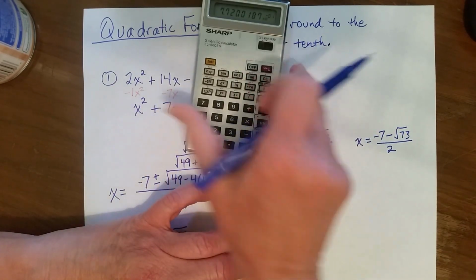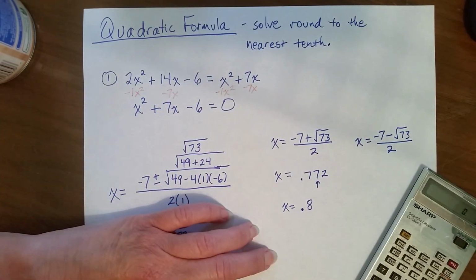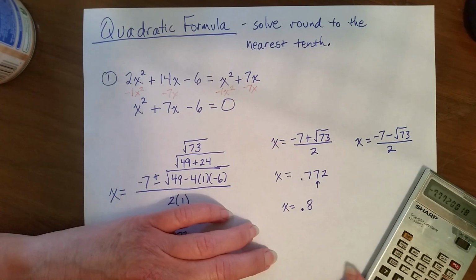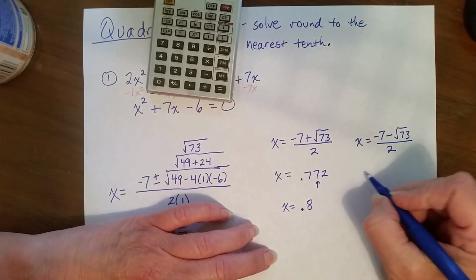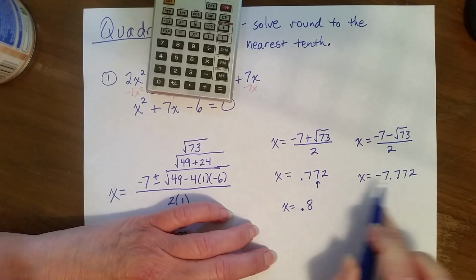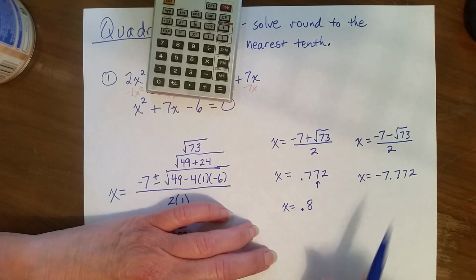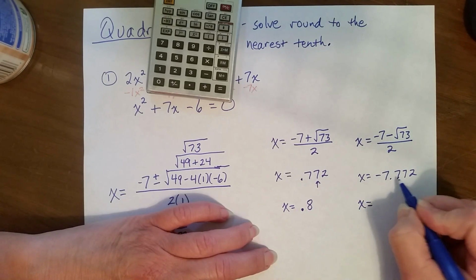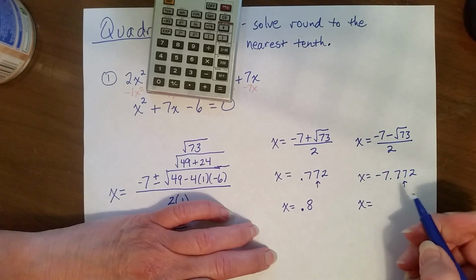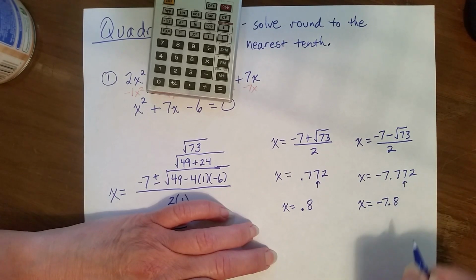And then over here, let's work that one out. That's going to be -7 minus the square root of 73. I'm going to leave that in there, and then I'm just going to hit divide by 2, and I get -7.772. Okay, interesting, we get similar decimals there. So x equals, again, I'm going to look at this place. This value is greater than or equal to 5, so I'm going to round this up. So it's going to be -7.8.